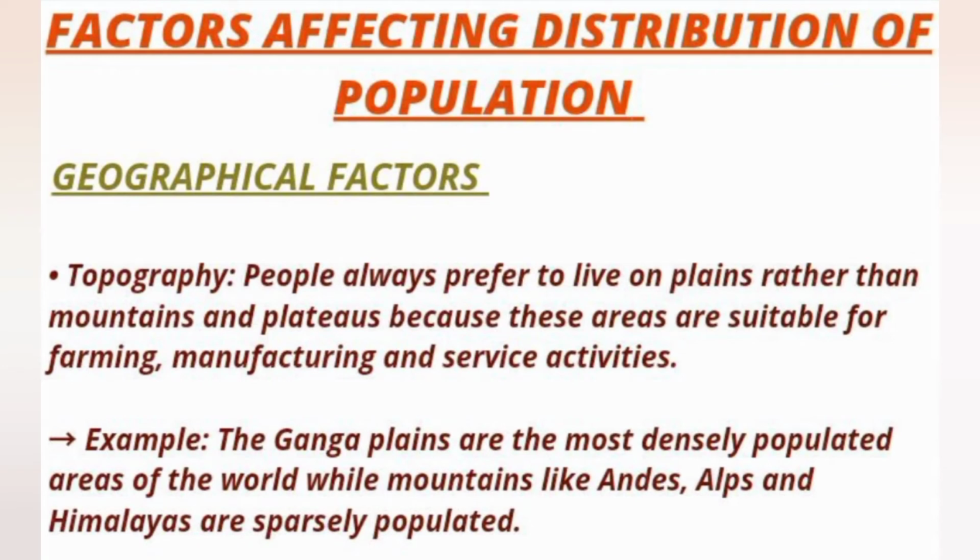Now we will discuss factors affecting distribution of population. Geographical factors, topography. People always prefer to live on plains rather than mountains and plateaus because these areas are suitable for farming, manufacturing, and service activities. For example, the Ganga Plains are the most densely populated area of the world, while mountains like the Andes, Alps, and Himalayas are sparsely populated.